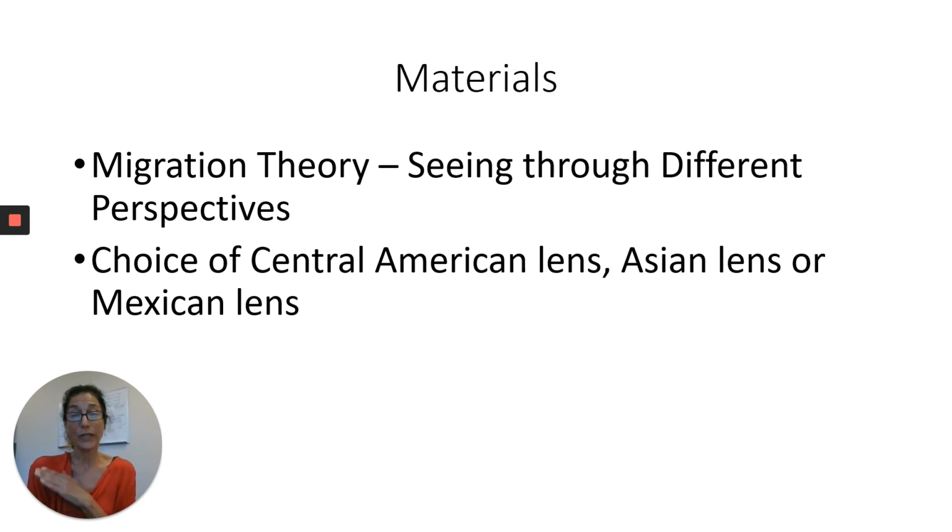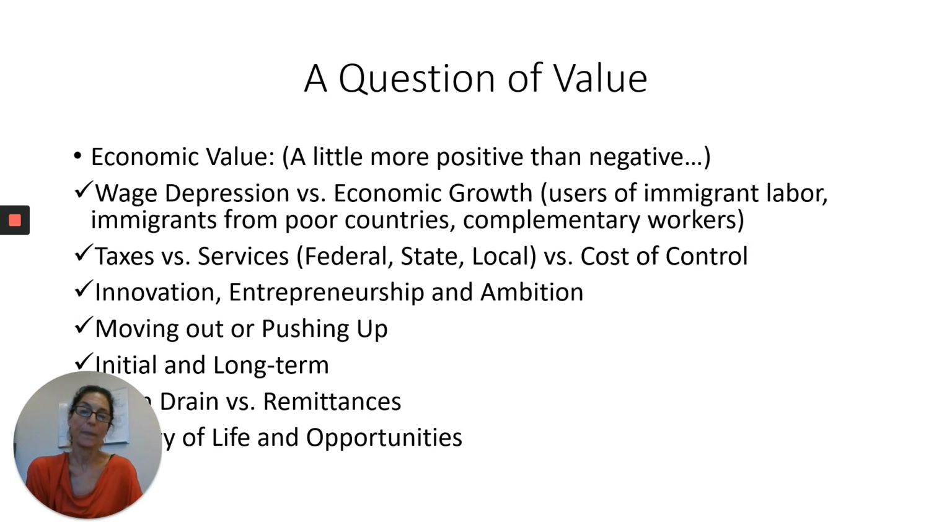Secondly, you're going to choose, in addition, between 3 different articles or chapters. You get to choose, you're going to go a little deeper through these materials. You'll get to choose between a Central American lens, an Asian lens, or a Mexican lens. And again, as you read these chapters, I just want you to think about the question of impact.